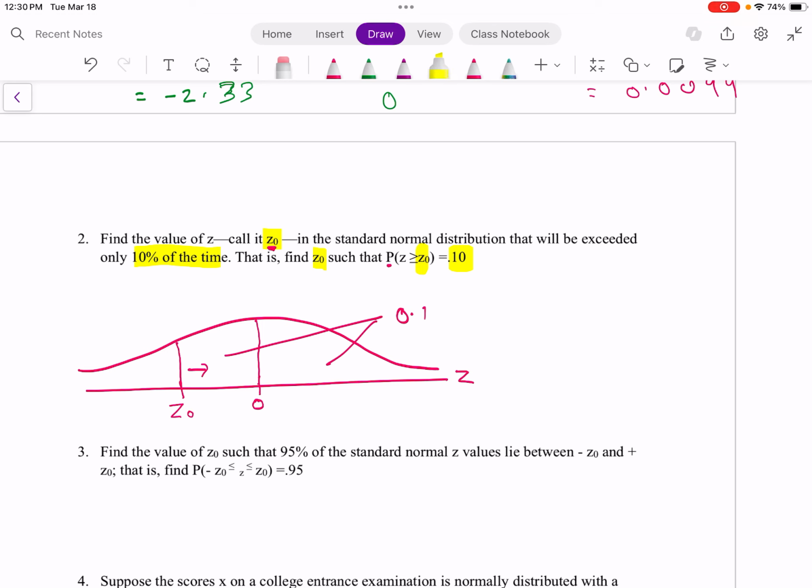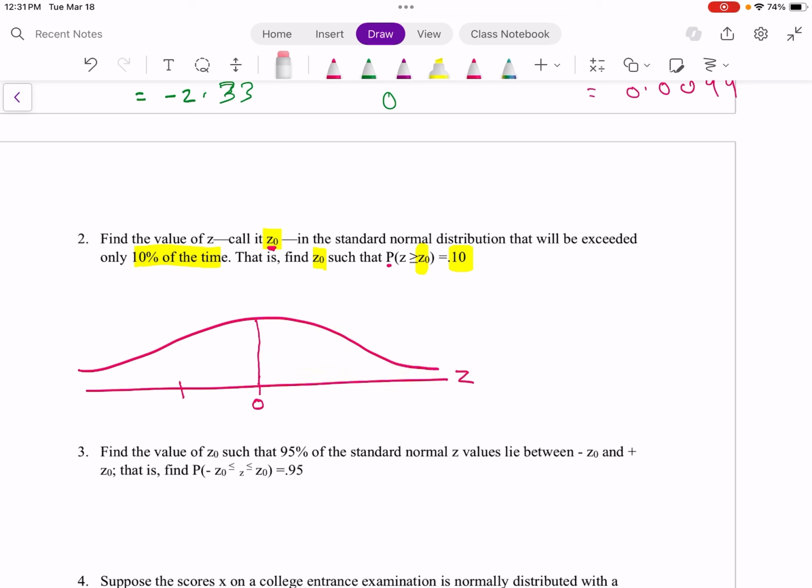What do we know about this area? The total area on this part, we already know this is 0.5, right? But we can't have this part and this part be 0.1. It has to be greater than 0.5 at least. So our g naught is not on the left of 0. So it should be on the right.